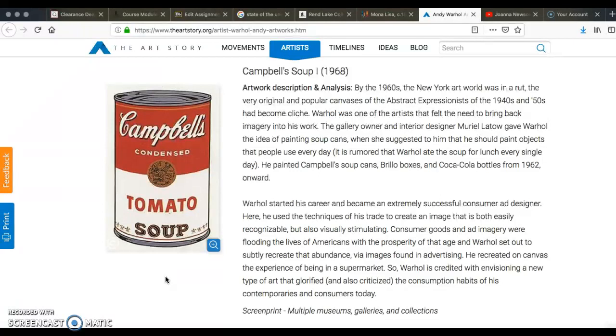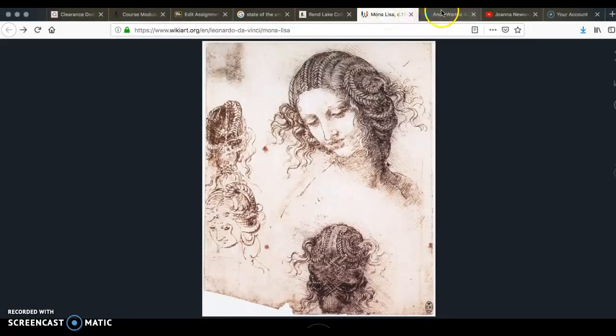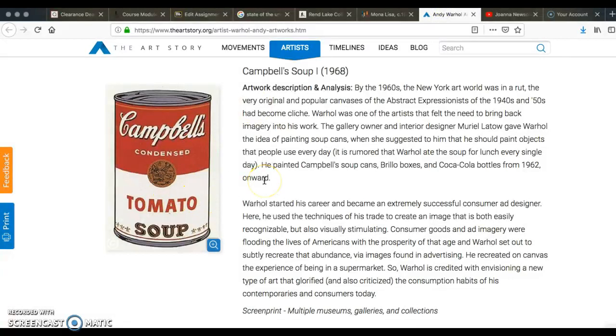And that's where perception feeds into how you're going to look at everything. I know what Da Vinci is presenting to me. I know what Warhol is presenting to me. But they're coming at the same thing by two completely different avenues. And that's what writers do as well.